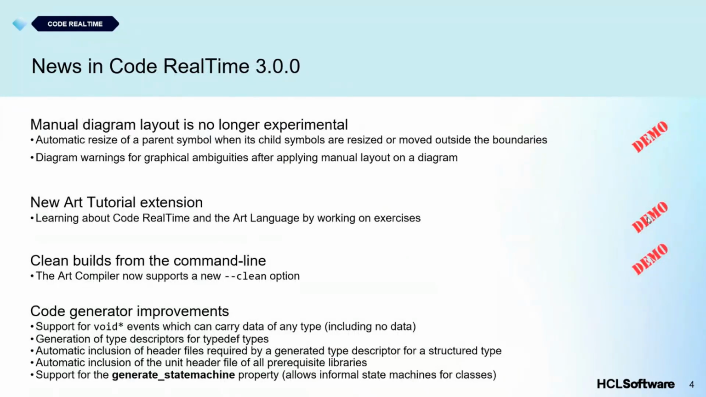So moving to Code Real-Time, one big news here is that the manual layout for diagrams that we have had for some time, and also demoed in previous sprint demos, is now declared non-experimental. Except for some bug fixes, we have also improved it in this sprint so that when you move or resize a nested symbol, the parent symbol automatically gets resized. That makes that scenario slightly easier than before, where you had to do this in 2 steps.